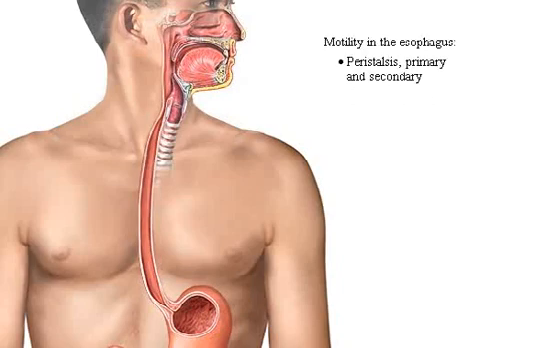In summary, the type of motility in the esophagus is peristalsis. The function of esophageal peristalsis is to propel a bolus of food to the stomach.